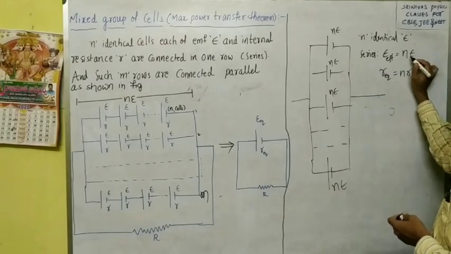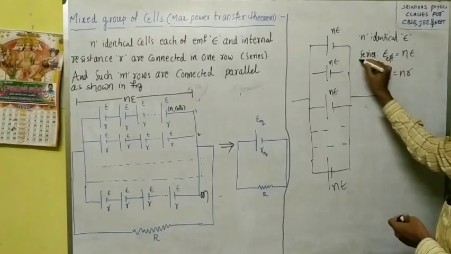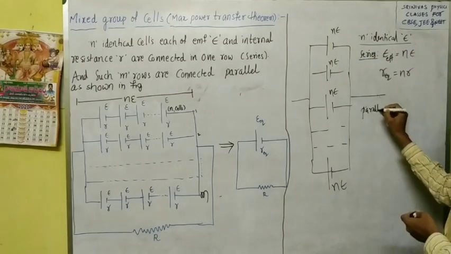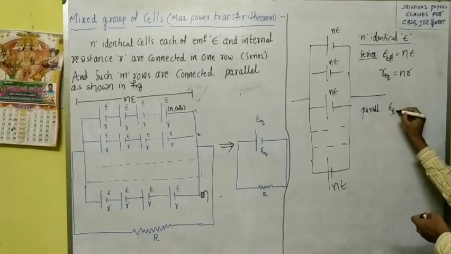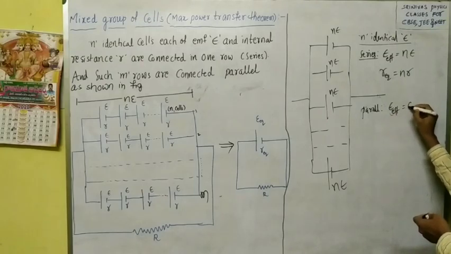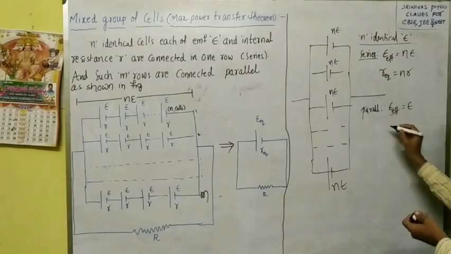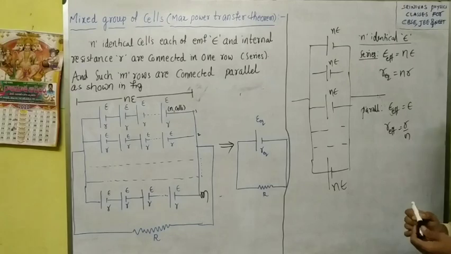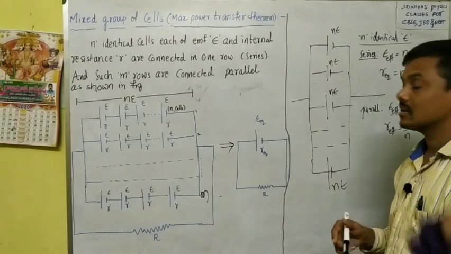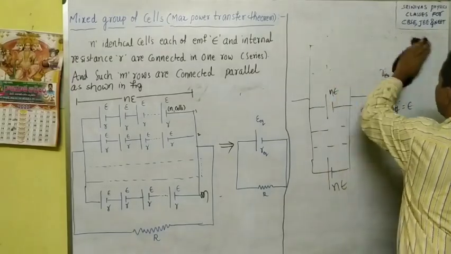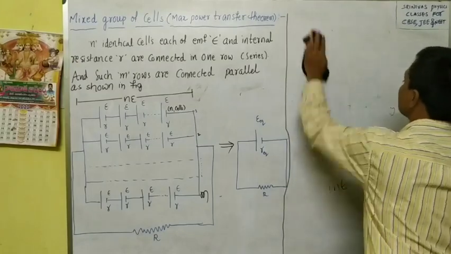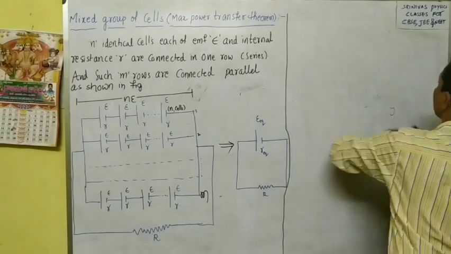We have to add E plus E plus E in series if n identical cells are in series. In parallel combination, if n identical cells are in parallel, then the equivalent or effective EMF is equal to the EMF of only one cell. The effective internal resistance is r by n. This we already discussed. If you have a doubt, you can revise the previous lecture, that is 3.9.